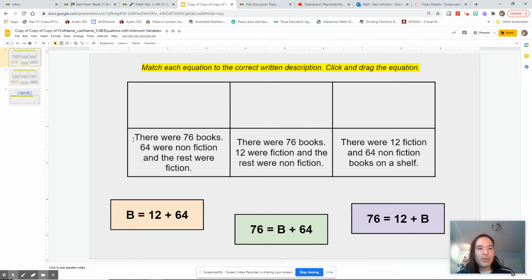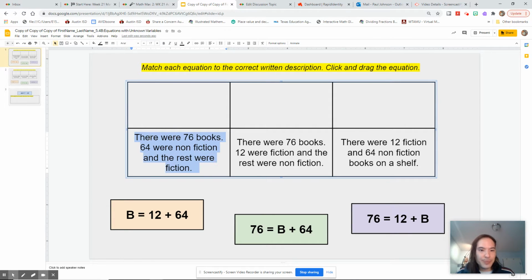So let's read the word problems, and let's read them at least twice. There were 76 books. 64 were nonfiction, and the rest were fiction. All right, so we know that there's 76 books in total. We know that there's 64 nonfiction books, and the rest are fiction. It sounds like we don't know how many fiction books we have.